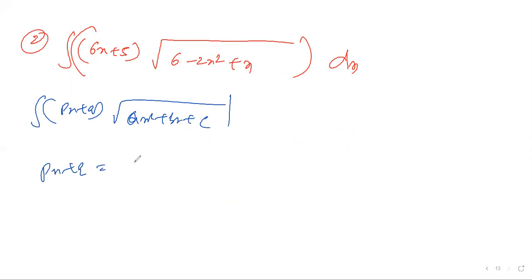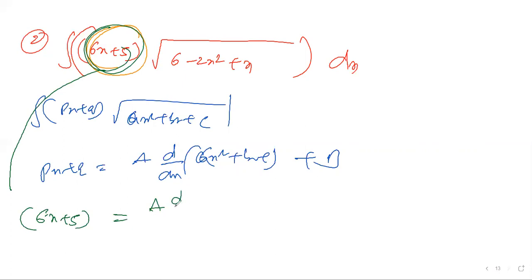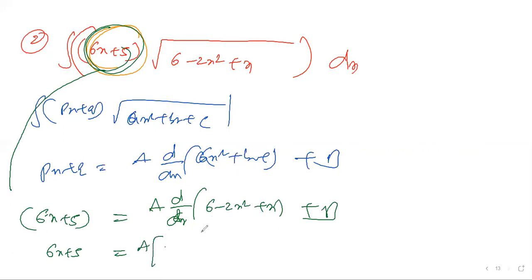px plus q is equal to a into d by dx of the denominator ax square plus bx plus c, plus b. Same model. Instead of this you need to rewrite. So take copy this one. 6x plus 5 is equal to a into d by dx of your denominator. What is the denominator? 6 minus 2x square plus x, plus b. So 6x plus 5 is equal to a into, you differentiate: 6 is 0, minus 2x square gives minus 4x, plus 1. Clear? Plus b. What's the value of b, Nana? Nothing is there, you can keep b as usual.